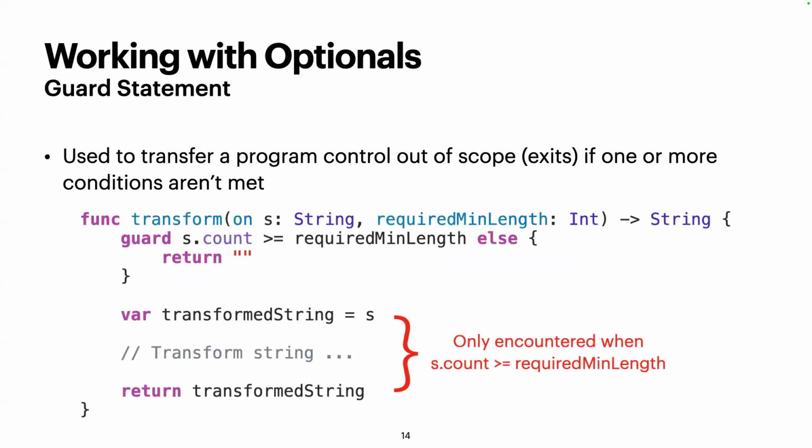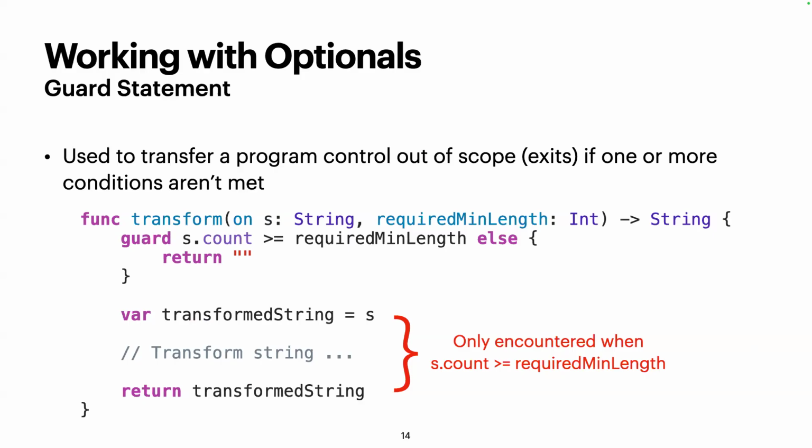Finally, with working with optionals, there's another one I like to use a lot. It's something called a guard statement. So let's say we have this function here, it's called transform, and I want to do some operation on this passed in string. So I pass this string in, I'm going to do some action on it.